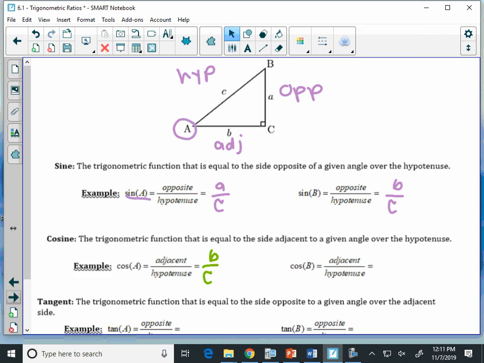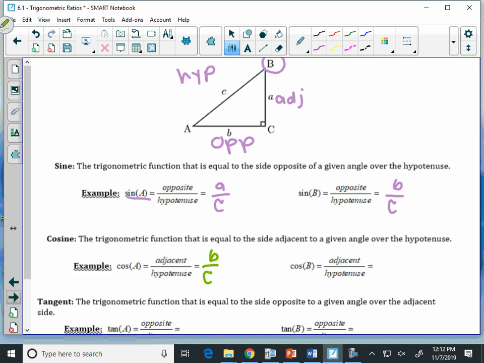The cosine ratio for angle B. So I start at B. What's staying the same every time? The hypotenuse, right? The hypotenuse is always the side across from the 90. So we can just leave hypotenuse there. Okay? So if I go across from B, that's my what? Opposite. Across from the 90 is still your hypotenuse. That side left over is the adjacent. So now what's the cosine ratio for angle B? A over C, yeah. Adjacent over the hypotenuse.